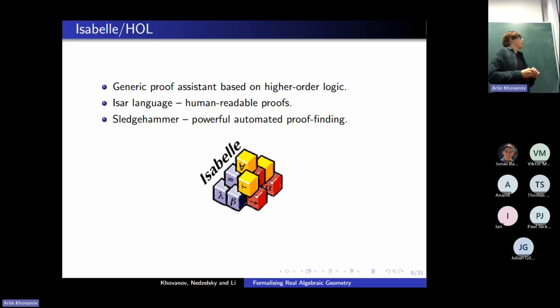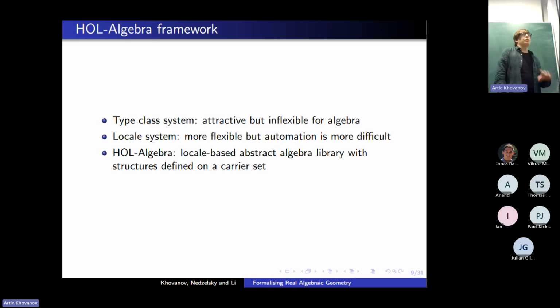Within Isabelle, there are a few different libraries for algebra that already exist. I'm going to focus on two of them, the two main ones we're going to look at in this talk. When you are formalizing in Isabelle, there are basically two choices you can make, at least for the algebra libraries. You can have a type class system or a locale system.